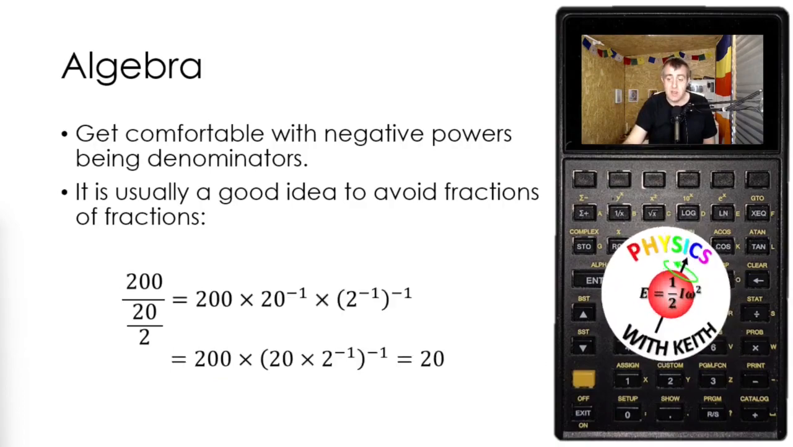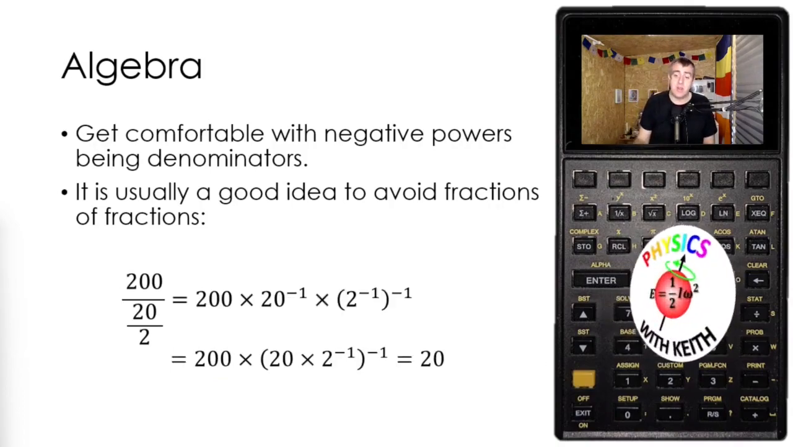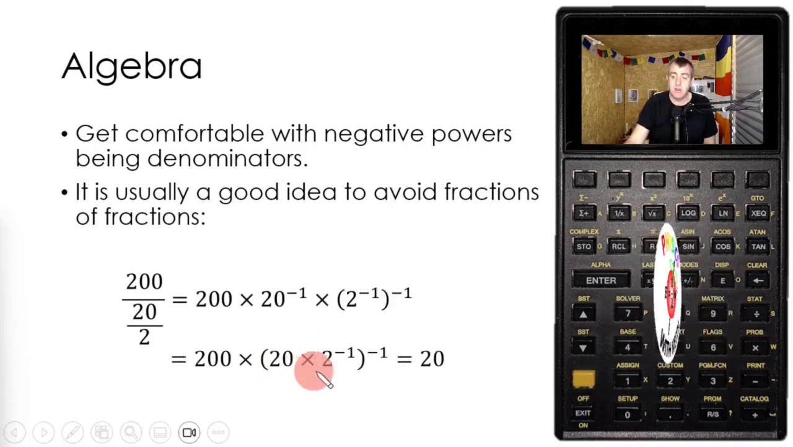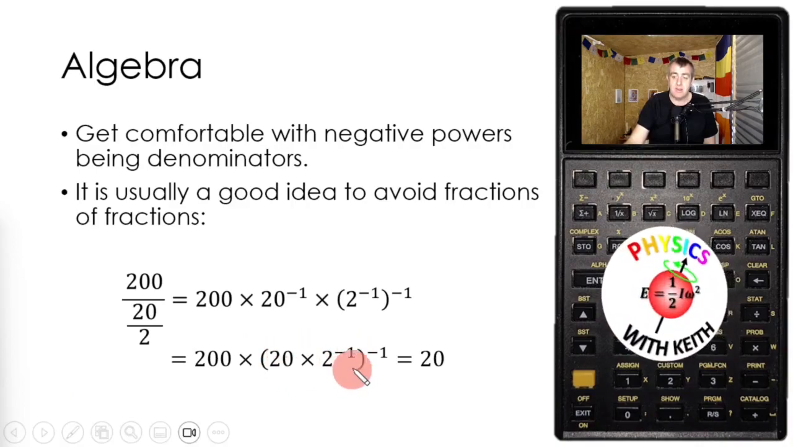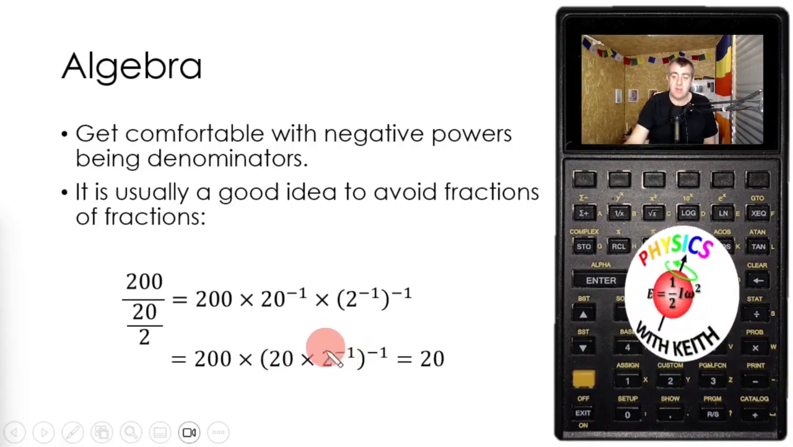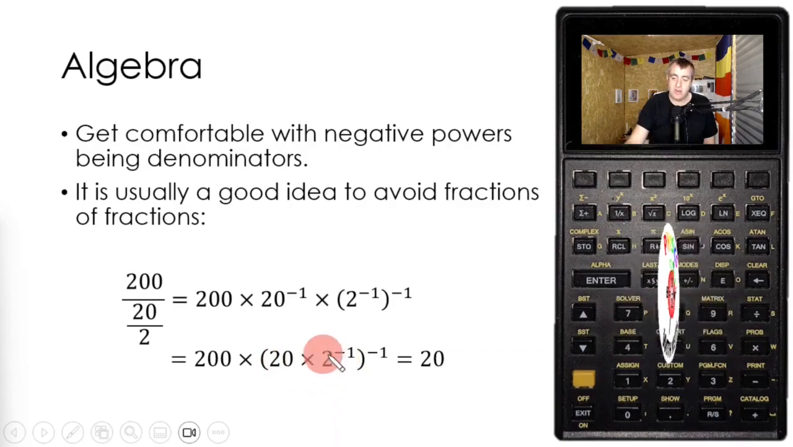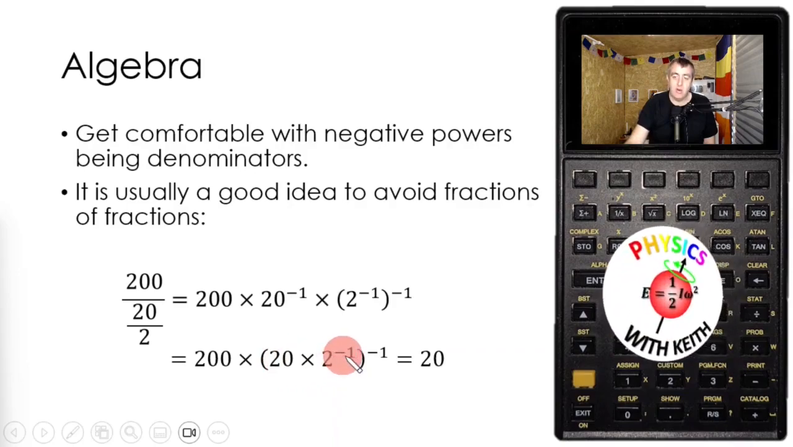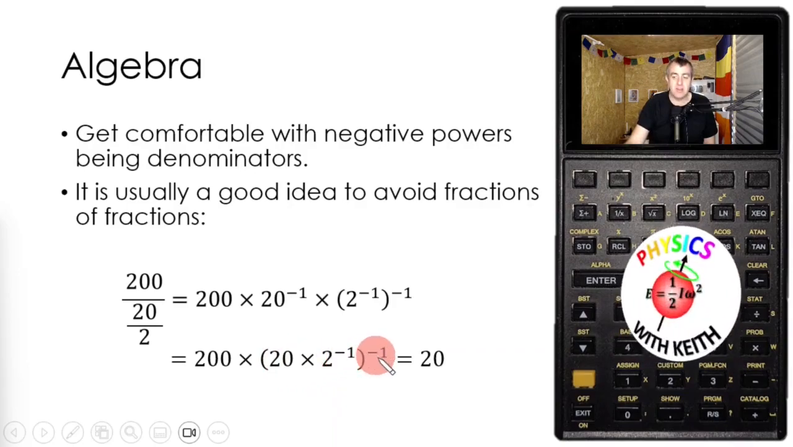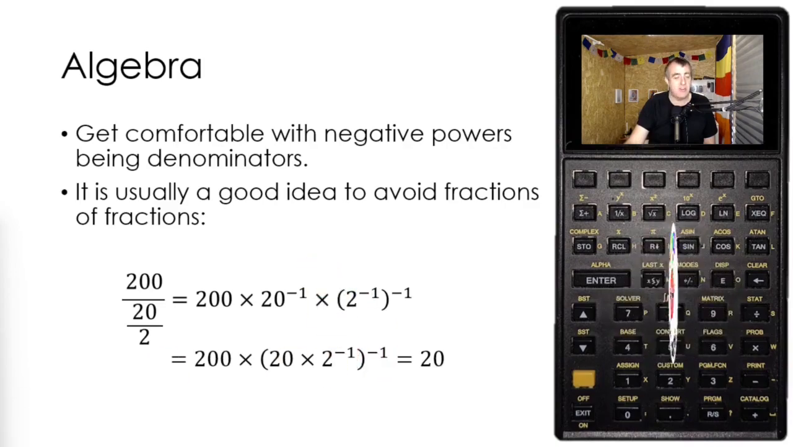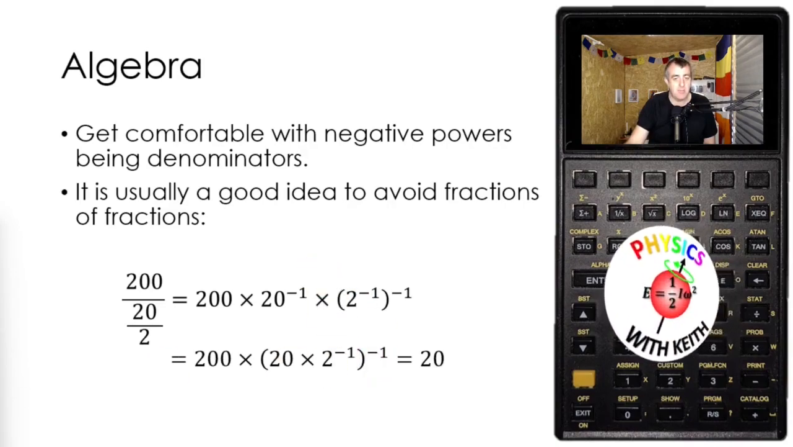Or alternatively, you could have put the 20 divided by 2 all within a bracket. So this is 20 times the reciprocal of 2, that's 20 divided by 2, and all of that is on a denominator, so to the power of -1. And all of these expressions mean the same thing, they mean 20.